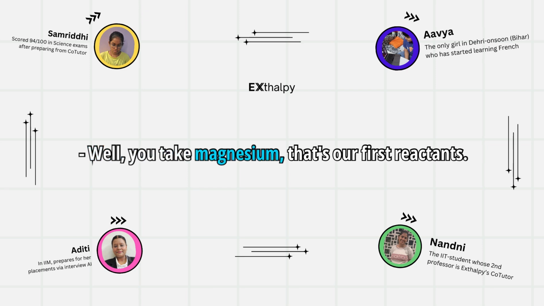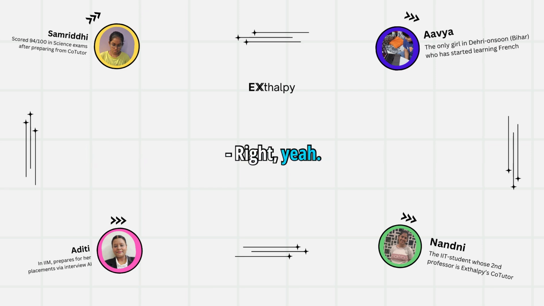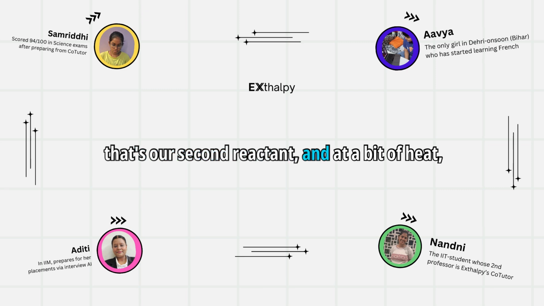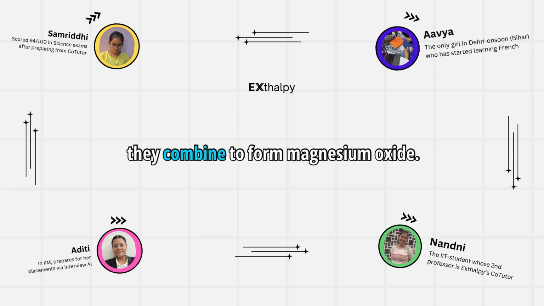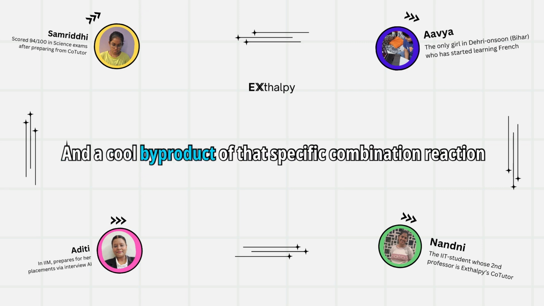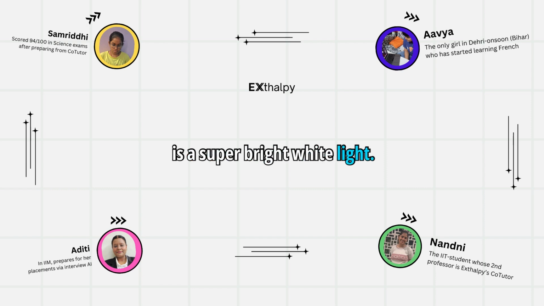Well, you take magnesium, that's our first reactant. And when you expose it to oxygen in the air, that's our second reactant, and add a bit of heat, they combine to form magnesium oxide. Magnesium oxide. Yes, a new substance entirely. And a cool byproduct of that specific combination reaction is a super bright white light. Like a chemical light show. Pretty much. That's so cool.